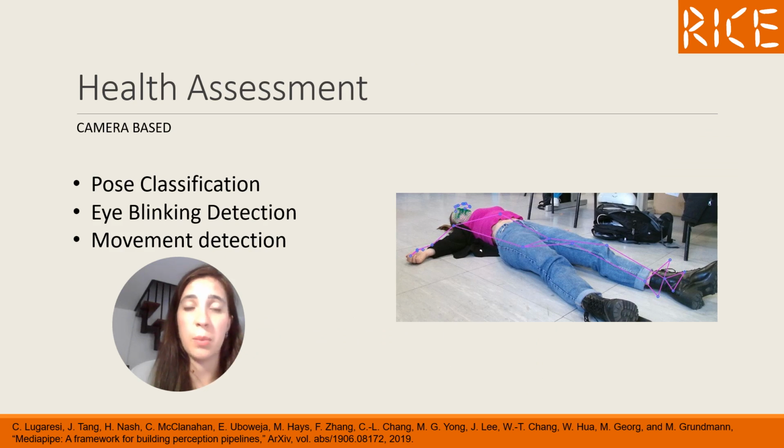For the second step of the DRABC, assess the responsiveness of the person, we employed camera-based techniques and audio-based ones. For the camera, we mounted on top of the robot a Kinect camera, and we used the MediaPipe framework to extract key points. From the elaboration of said key points, we were able to classify the position of the person as sitting, laying down, or standing. We are able to detect if the person is blinking and also if the person is moving.